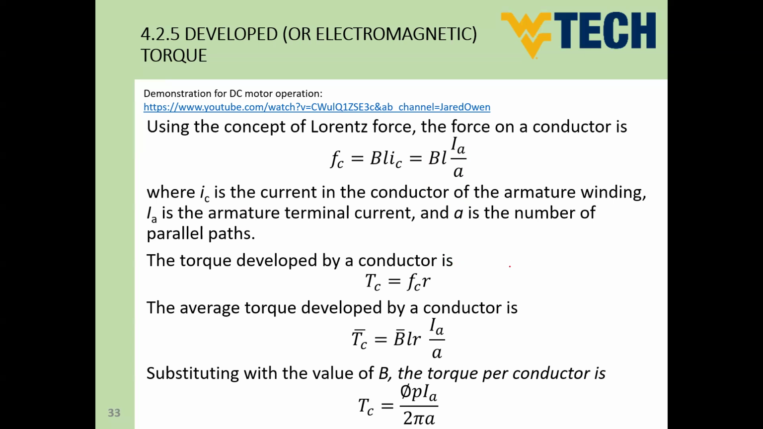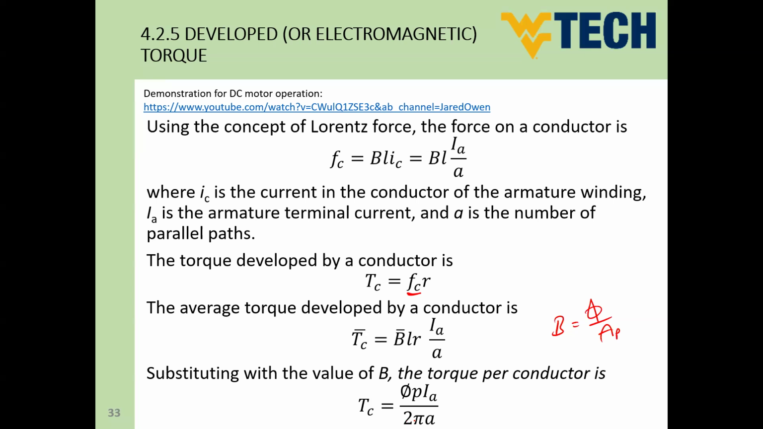So now if we would like to get the torque as a function of force, the torque developed by the conductor is F times R, the force across the conductor times the radius of rotation. So the average torque developed by the conductor can be calculated as the force, which is BLIa divided by A, times R. So BLRIa divided by the number of parallel paths. Substituting the B relation, you know that B equals phi divided by the cross-section area under the pole.